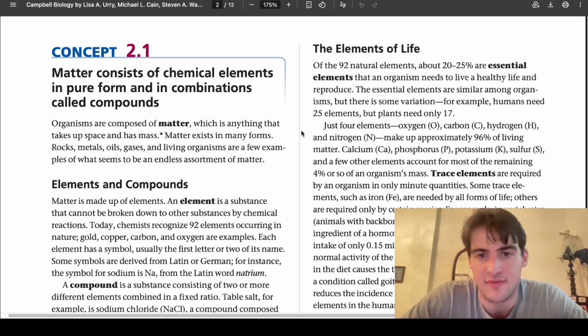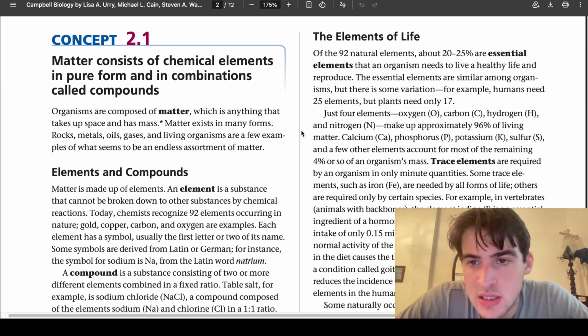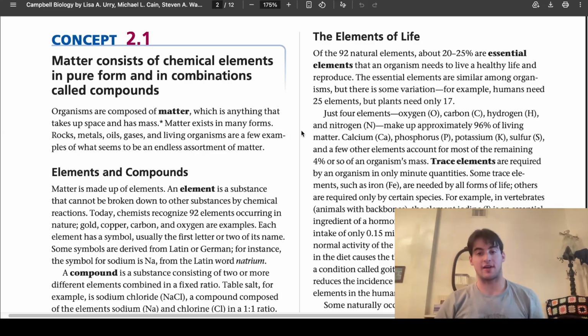The elements of life. Of the 92 natural elements, about 20 to 25% are essential elements that an organism needs to live a healthy life and reproduce. The essential elements are similar among organisms, but there is some variation. For example, humans need 25 elements, but plants need only 17. That's interesting because humans are clearly more complex than plants. So it does make sense that we have more essential elements because we just have more going on.